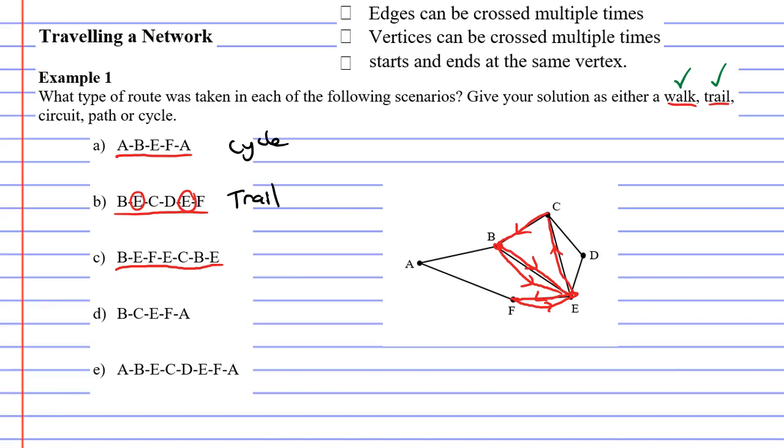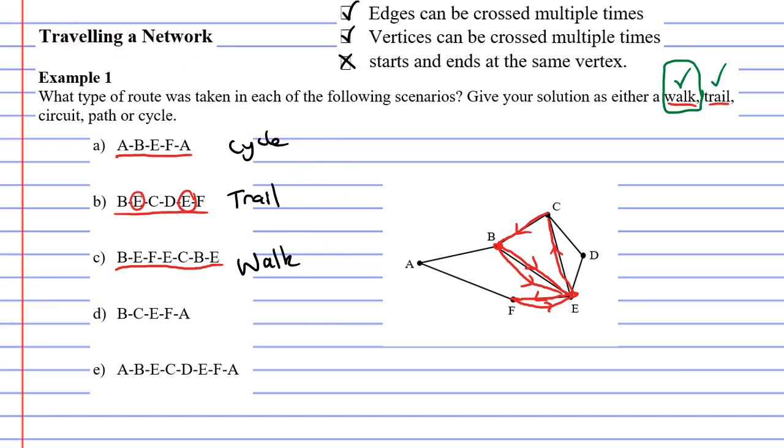So what do we notice here? Well, we never start and end at the same vertex, and we did cross edges multiple times this time. We also crossed vertices multiple times. There is only one type of route where you can cross edges multiple times, and that is a walk. So this one, we're going to write that it is a walk.